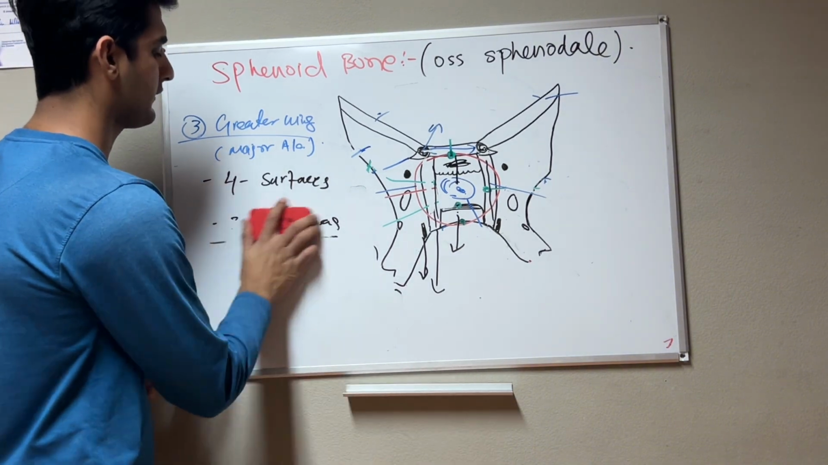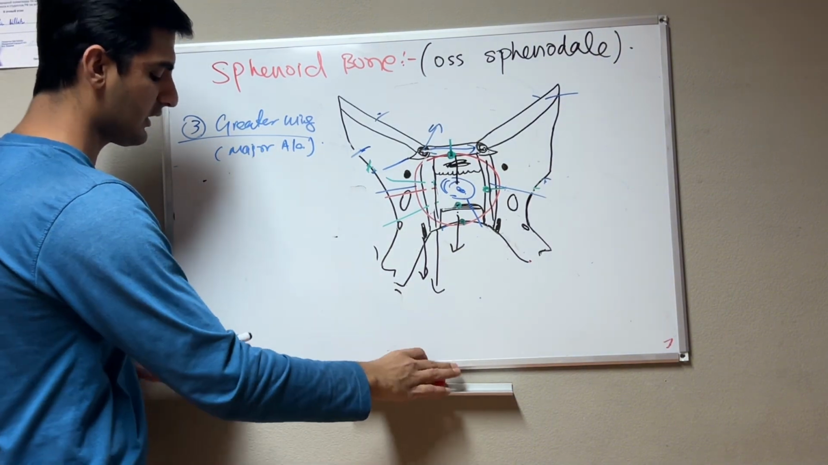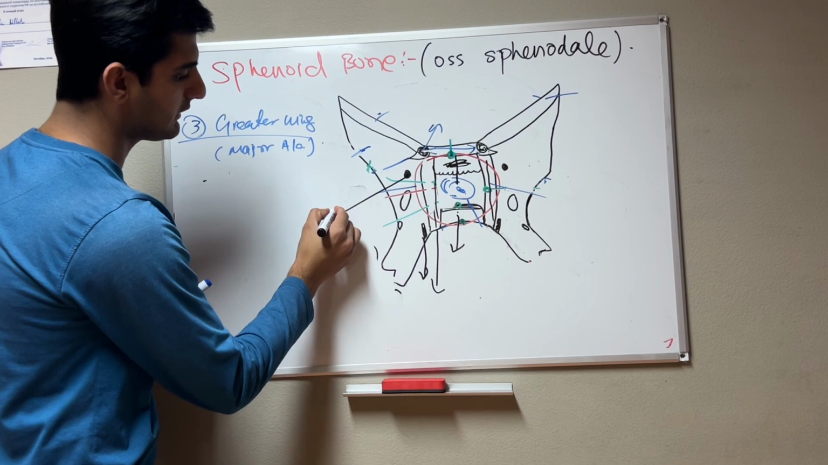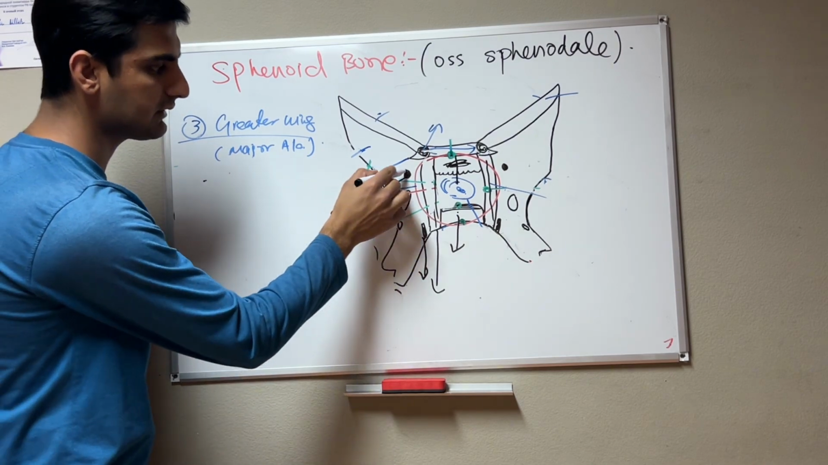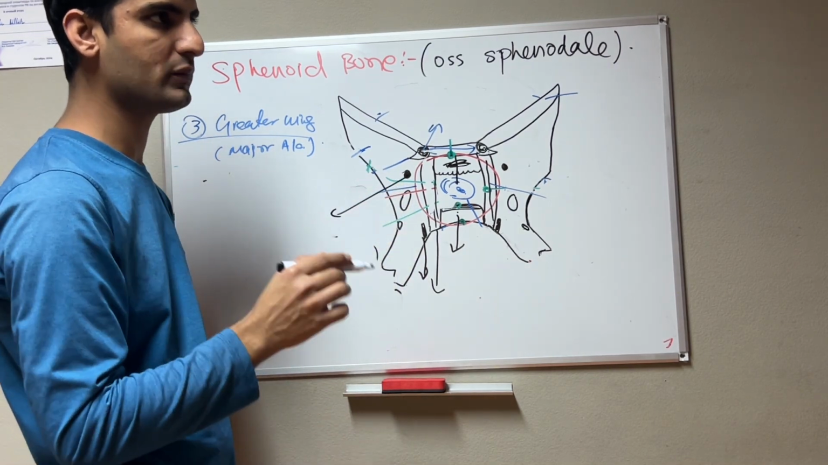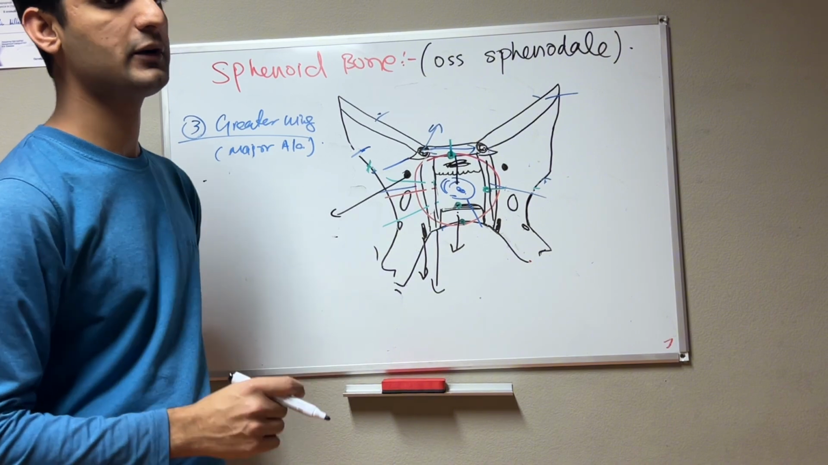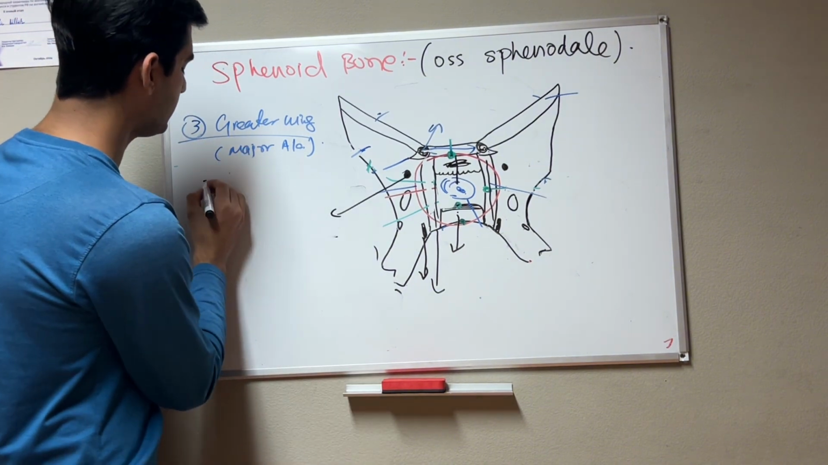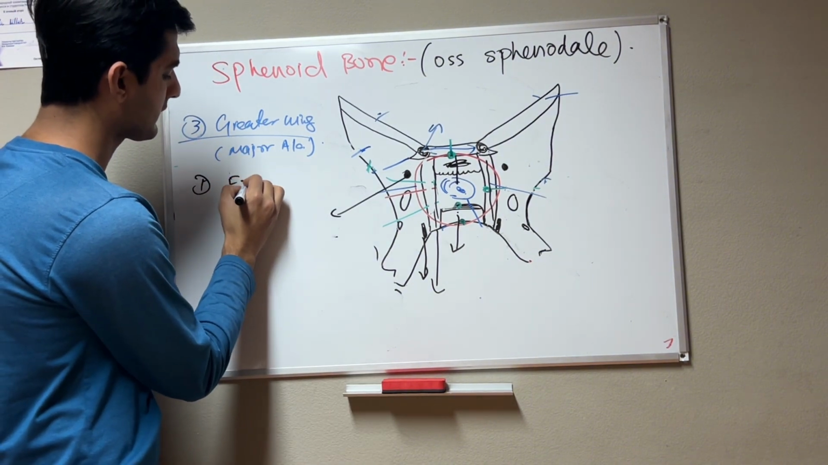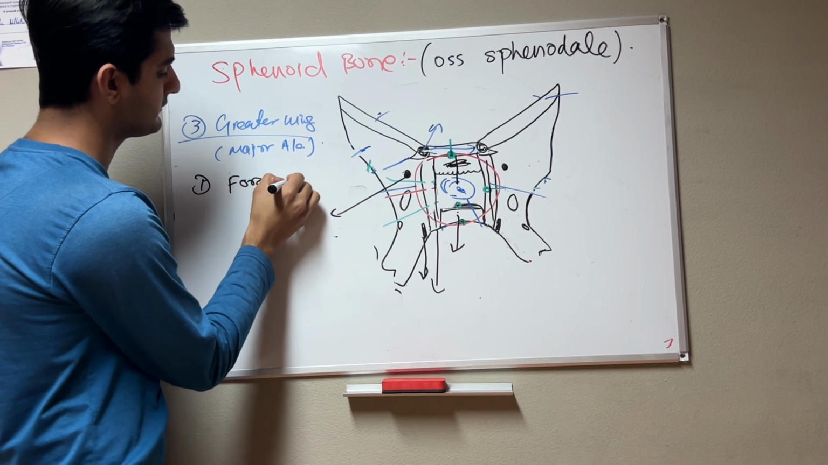Okay, first the foramina. We have three foramina. This one is the round foramen, or foramen rotundum in Latin. This foramen you can find only inside the skull. Okay, its name is foramen rotundum.